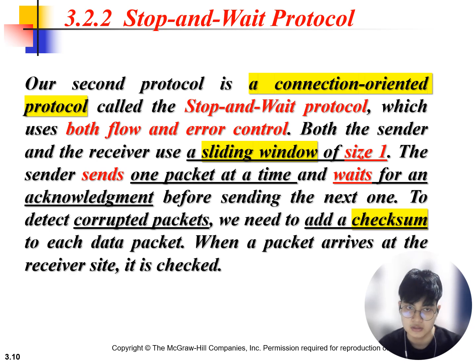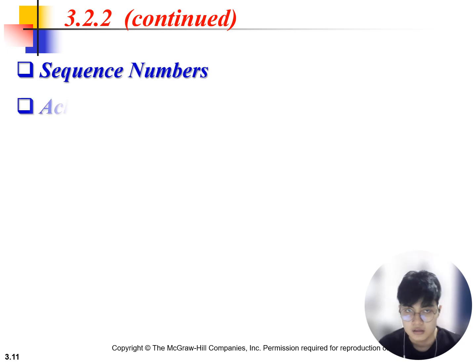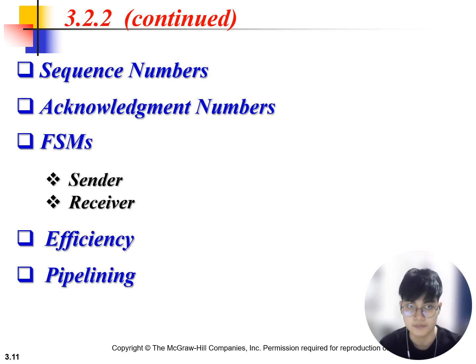To detect corrupted packets, we need to add a checksum to each data packet. When a packet arrives at the receiver side, it is checked. Continue. We have many topics: the first one is sequence number, acknowledgement number, FSMs for sender and receiver, efficiency, and pipelining.